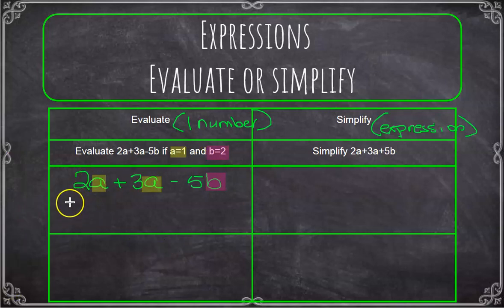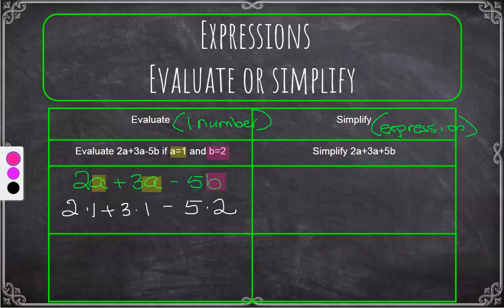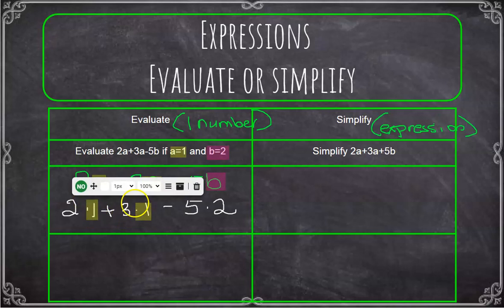2a equals 2 times 1. All I did was replace it with the 1, plus 3a is 3 times 1, and then minus 5 times b, b is 2. So what I did was I replaced all the a's with 1s. I replaced the b with 2, and then I just evaluate. I just do order of operations, and I get the answer.